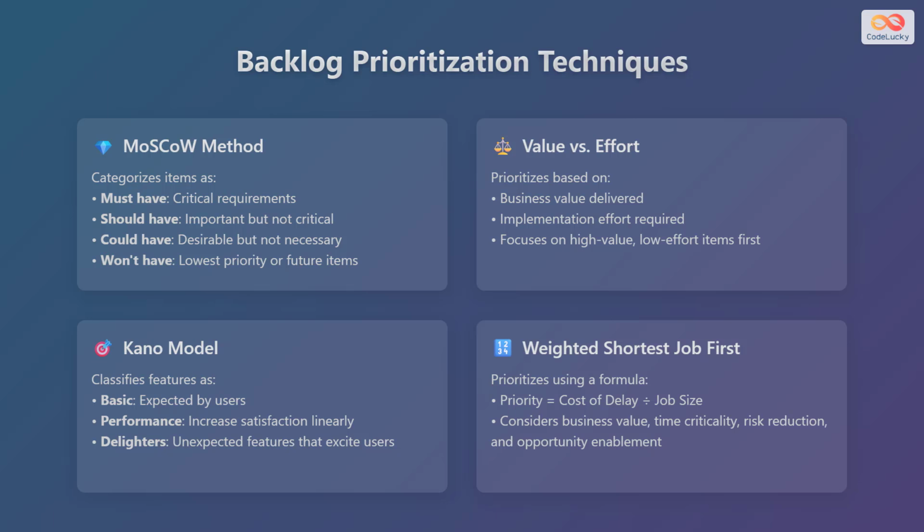The value versus effort method prioritizes based on the business value delivered and the implementation effort required, focusing on high-value, low-effort items first. The Kano model classifies features as basic, expected by users; performance, increase satisfaction linearly; and delighters, unexpected features that excite users. Weighted shortest job first prioritizes using a formula: priority equals cost of delay divided by job size, and considers business value, time criticality, risk reduction, and opportunity enablement.